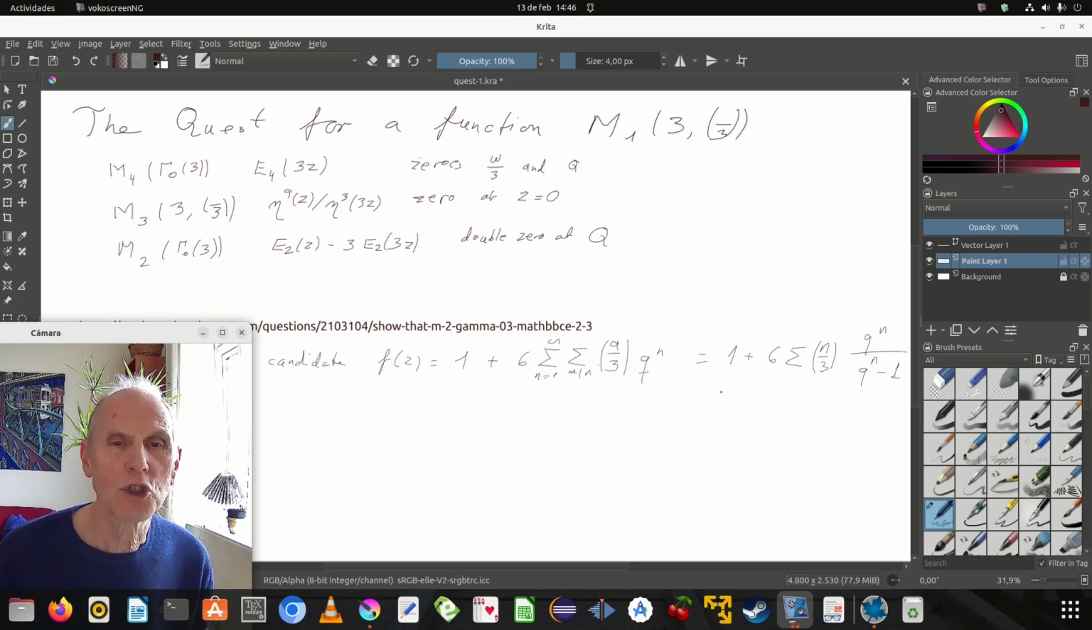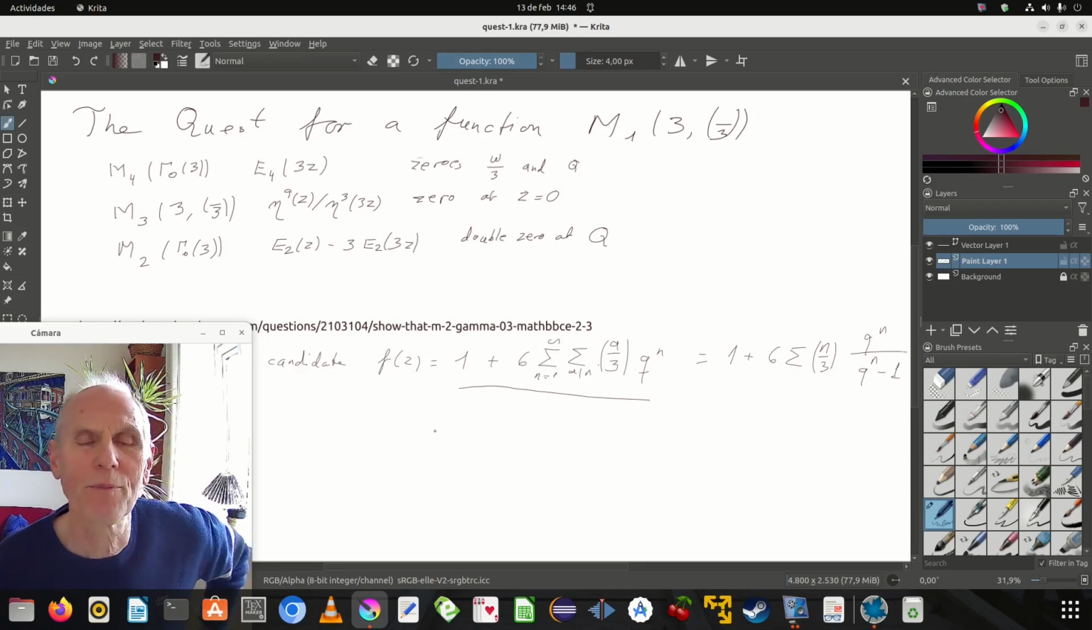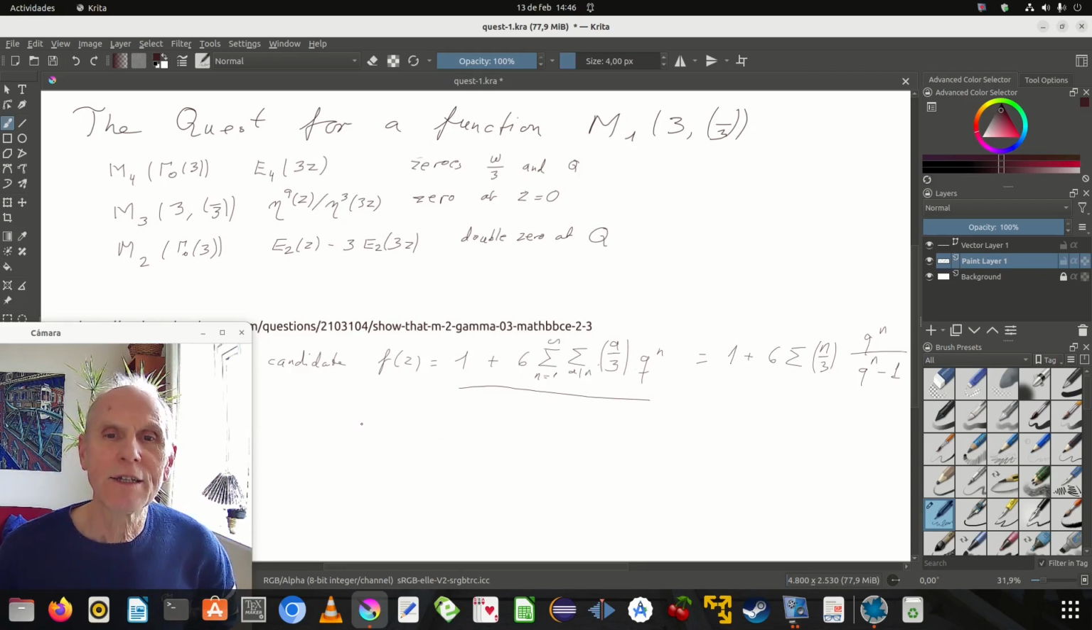So let's assume for the time being that we have the right candidate and see if we can start doing some magic on this sum. I did spend some time working on another function that was a theta function from chapter 2.